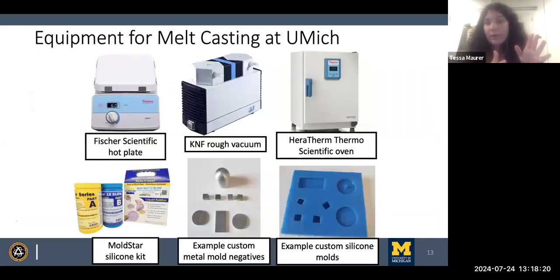This is some of the equipment that we actually use in our lab for the melt casting procedure. Pretty low tech, but you can get an idea. We just get metal mold negatives machined. So whatever we want our glass to look like, we'll get a metal piece, machine it to that specification, pour this silicone kit, and let it cure, and we get our molds. So it's really straightforward, pretty low tech, and not that expensive.